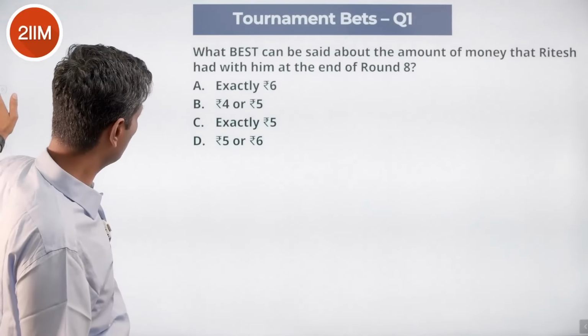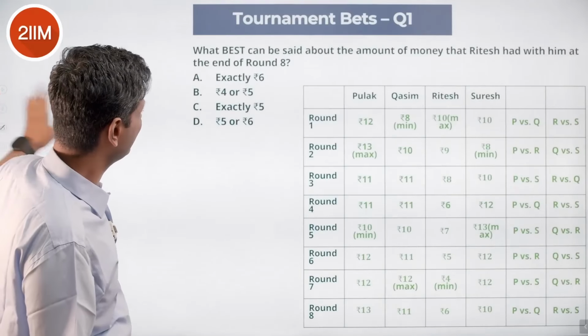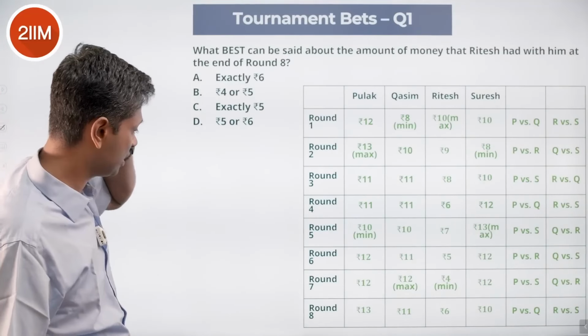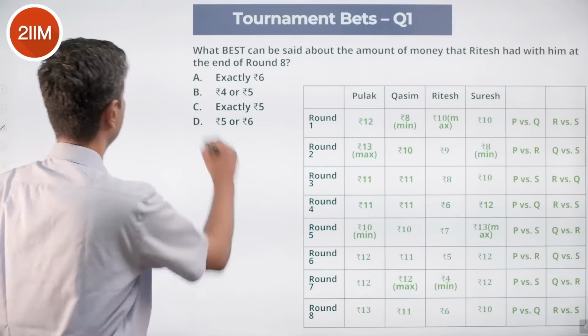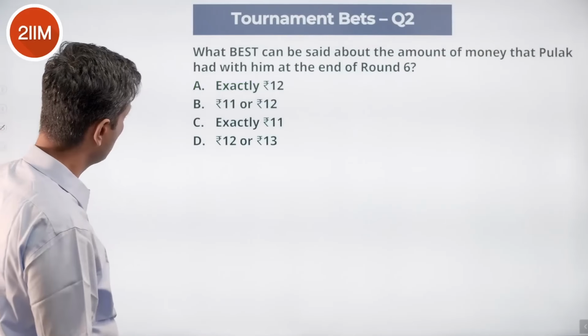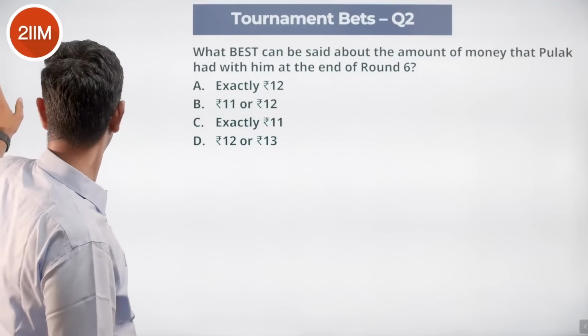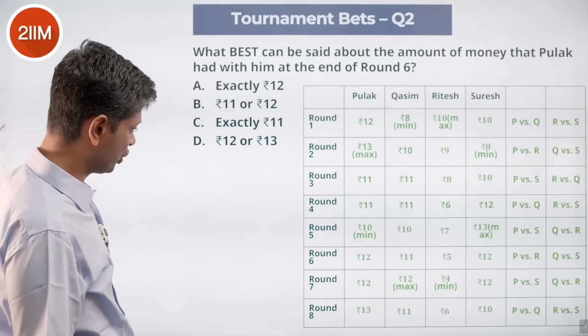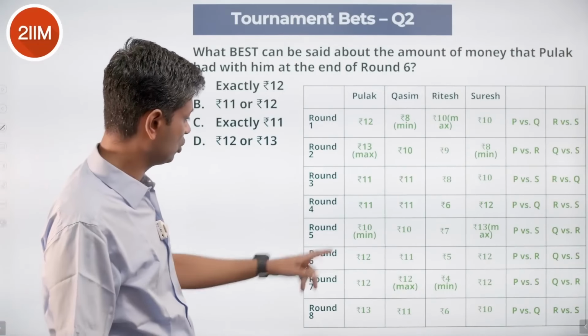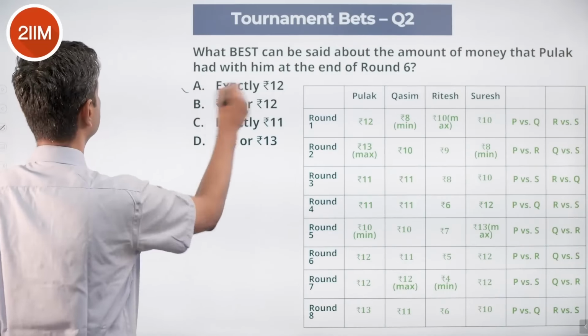Question should be straightforward. Amount of money that Ritesh had with him at the end of round 8. Round 8, Ritesh 6 rupees. Done. Amount of money Pulak had with him at the end of round 6. Pulak round 6. 12, exactly 12. Done.